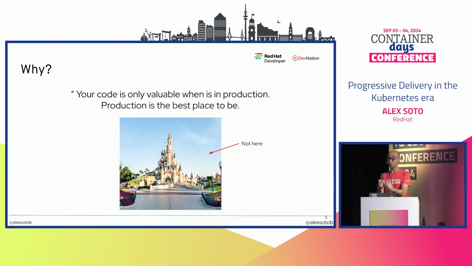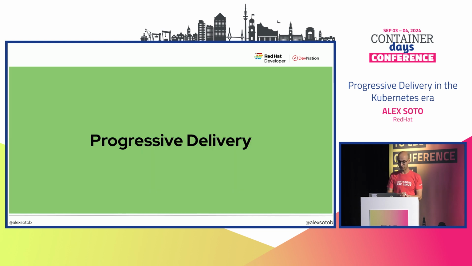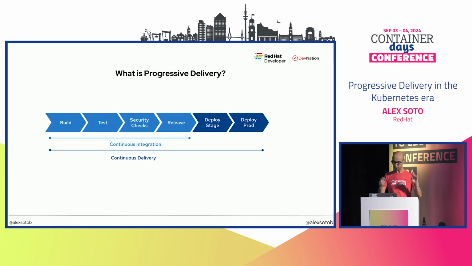What is really important to have in mind is to have your code in production, okay? If you're a developer, you can spend hours and hours discussing what is the best framework to develop with, let's do this pattern, this other pattern, and things like that. But during that time, your code is not producing any value. So the best place for your code is always production. How can we put this code into production? This is where progressive delivery comes in.